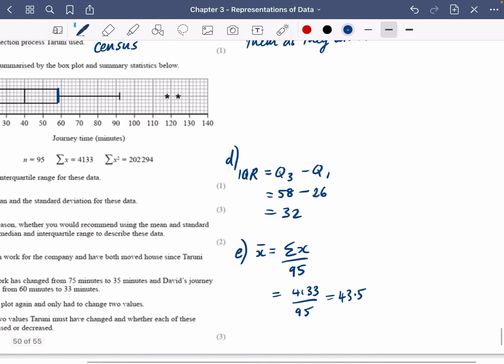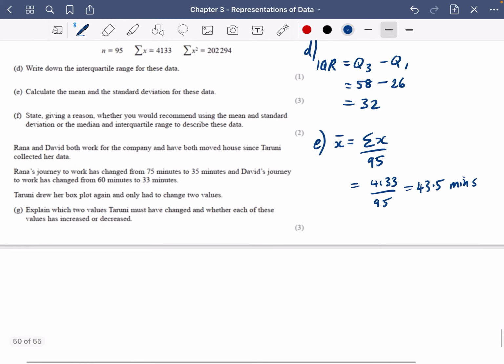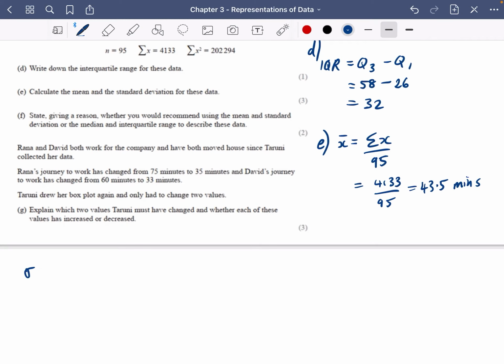43.5 minutes. And now we're going to do the standard deviation. So the standard deviation, we know, is the square root of the mean of the squares, so that's the sum of x squared divided by 95, which is n, minus the square of the mean. So the mean is 4133 over 95, and that's all going to be squared.